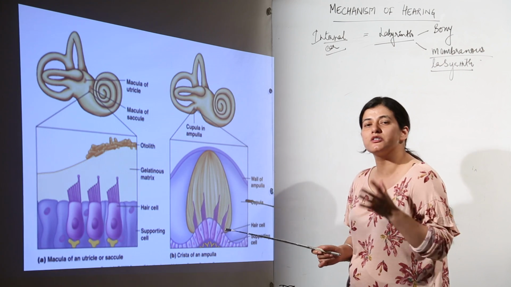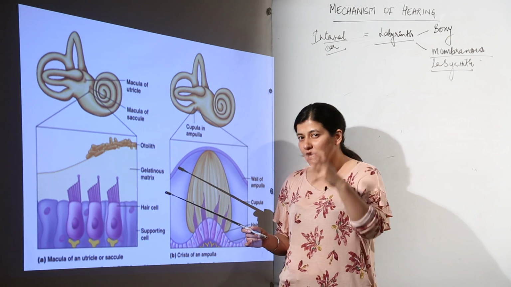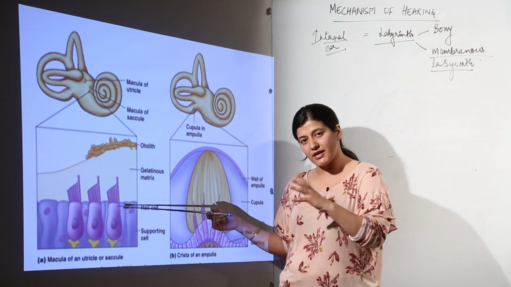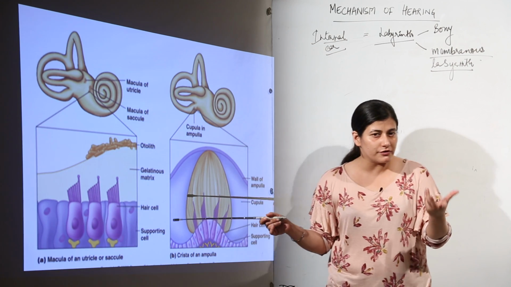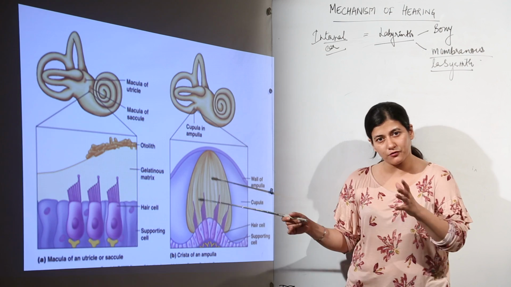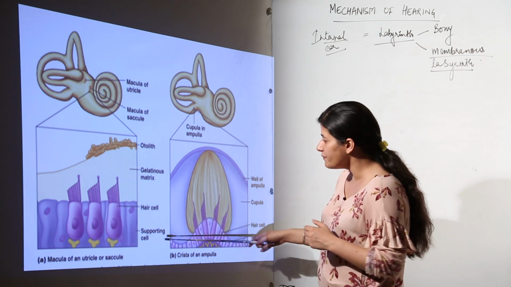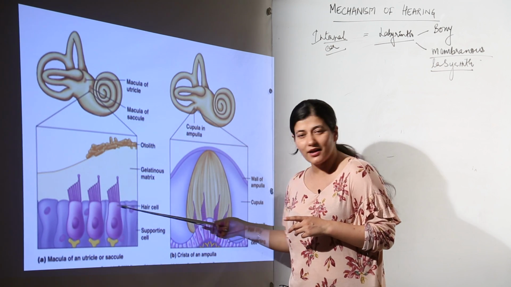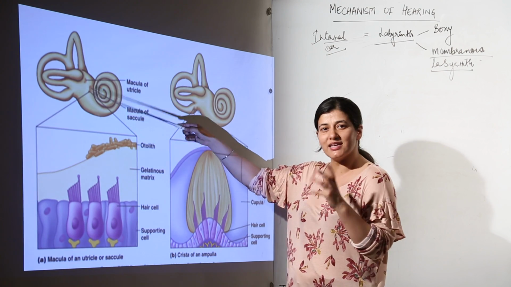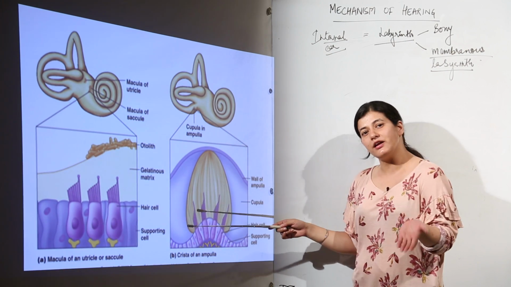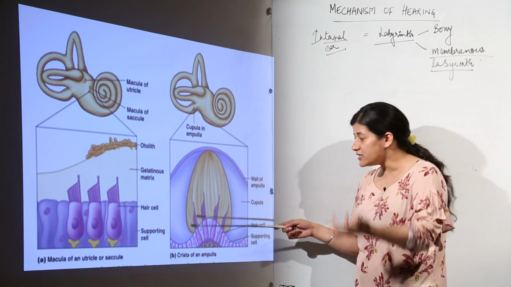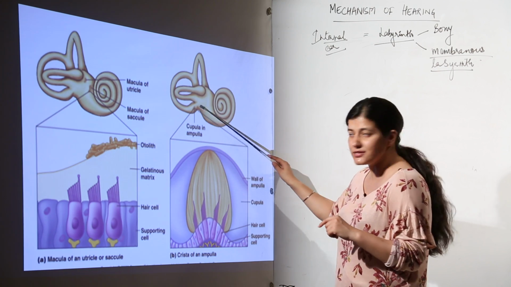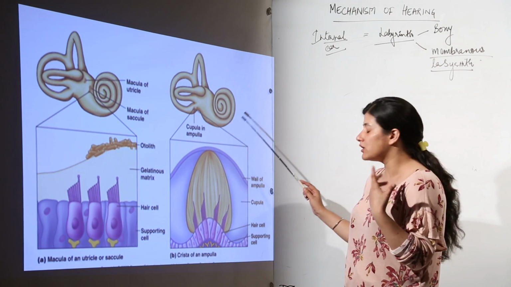This otolith organ is responsible for generating the equilibrium potentials inside the hair cells, and those hair cells are in contact with the vestibulocochlear nerve, which is a cranial nerve, and it is responsible for maintaining the equilibrium. What we see in the macula of utricle and saccule is that there are hair cells. Whenever there is movement inside the endolymph, these hair cells move and it is responsible for generating or maintaining the equilibrium. Coming to the ampulla, the ampulla has the crista ampullaris which is responsible for maintaining the equilibrium.